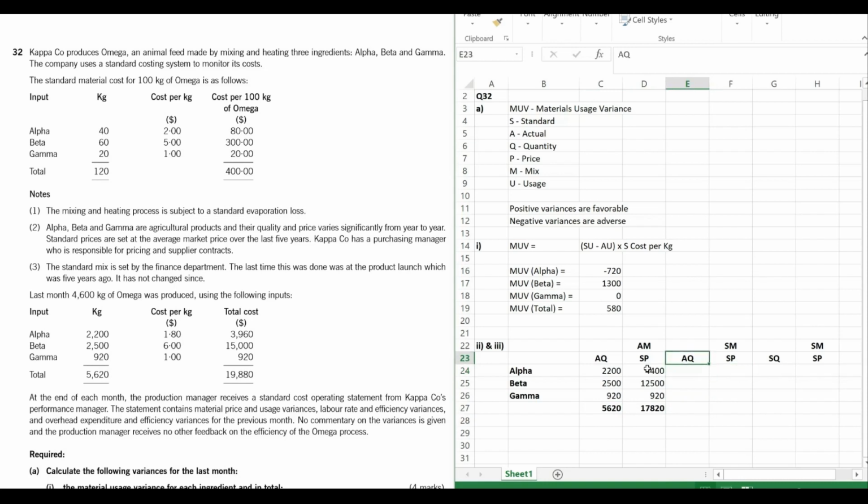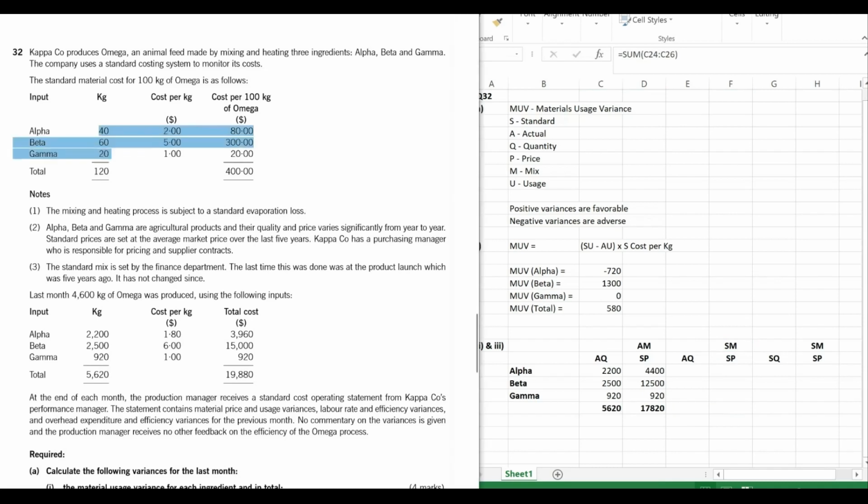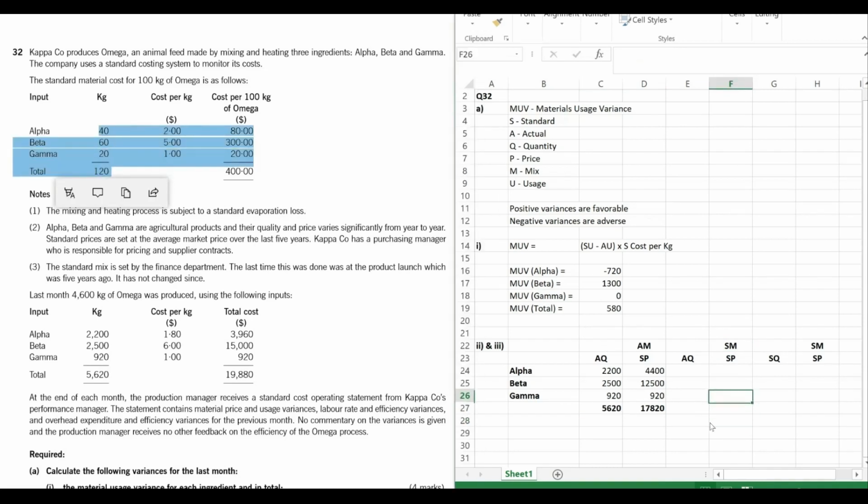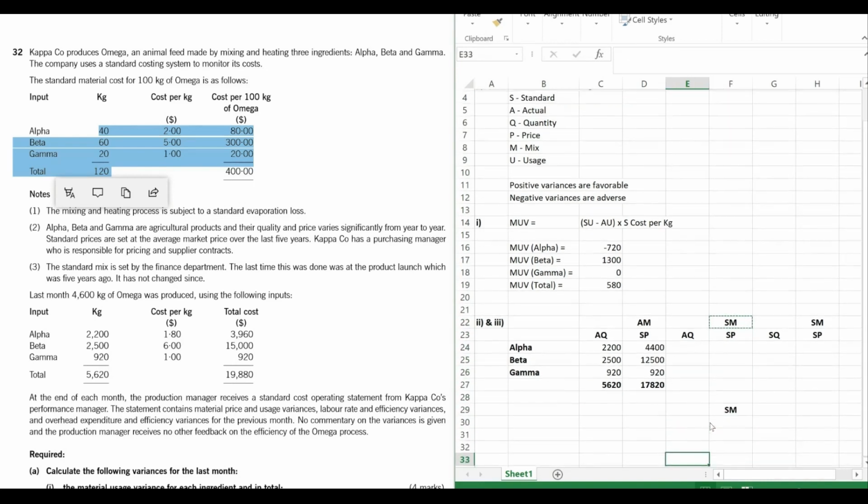Now we need the actual quantity if it was split as per the standard mix. So we put in 5,620 kgs of ingredients. If we had followed the proportions of the standard mix, how much would we have put in for each ingredient? That's what we're trying to find out. So we're dealing with the standard mix, and we will take the standard mix from the question itself.